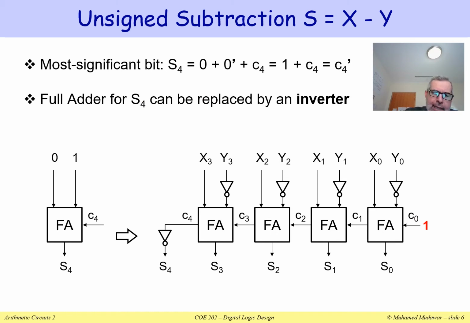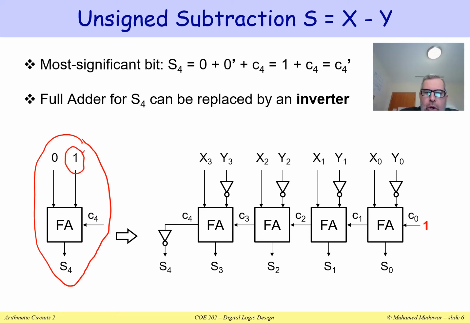Do we really need this full adder to calculate 0 plus 1 plus C4? Well, if I calculate 0 plus 1, remember that this one is 0 prime because we are complementing y. So 0 plus 1 is just equal to 1. It does not really need a full adder to calculate 0 plus 1. It is just 1 plus C4. But what is 1 plus C4? 1 plus C4 is equal to C4 prime.